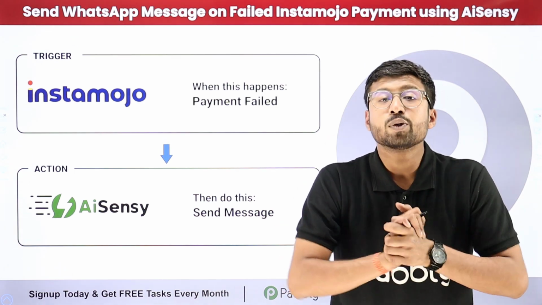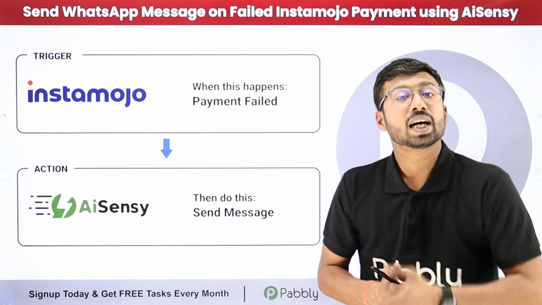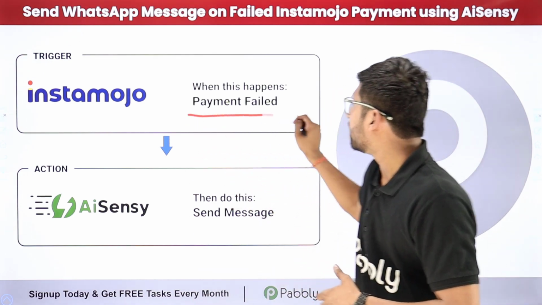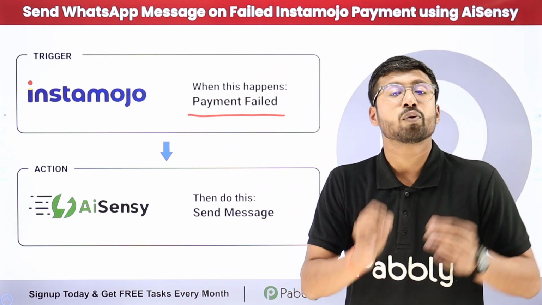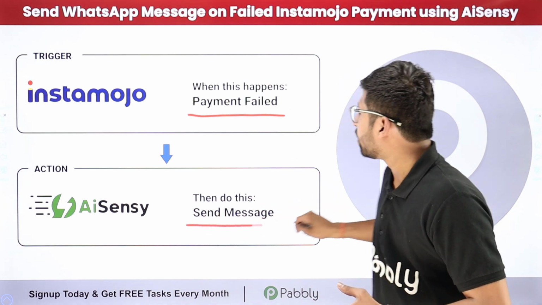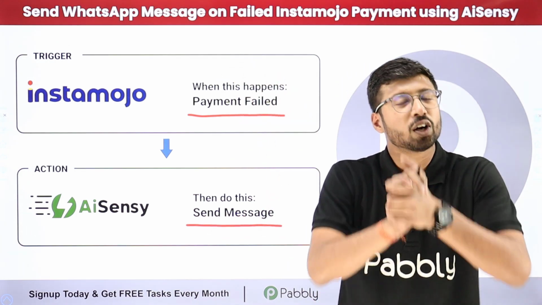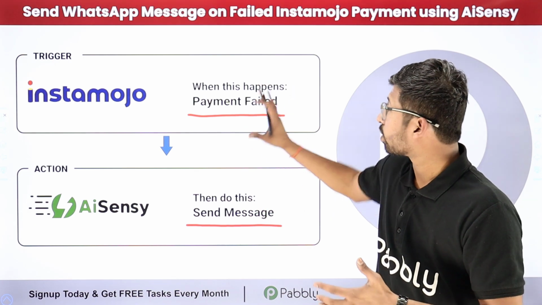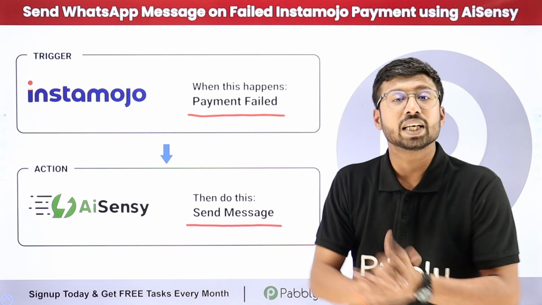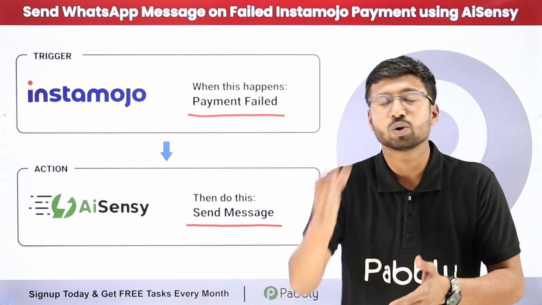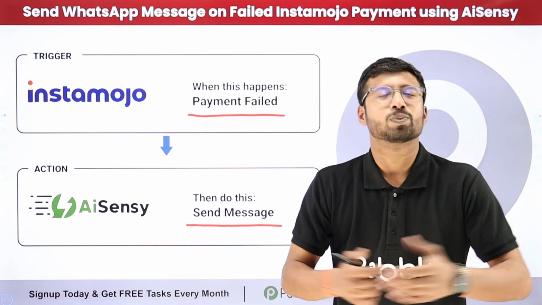link. So let me tell you, you can completely automate this process, and in this automation, as the payment fails in Instamojo, instantly we are going to send a WhatsApp message with the payment link to the same customer. Now, if you want to learn how you can set up this complete automation and send WhatsApp message using AiSensy on failed payment in Instamojo, for that you just have to come with me to my screen.